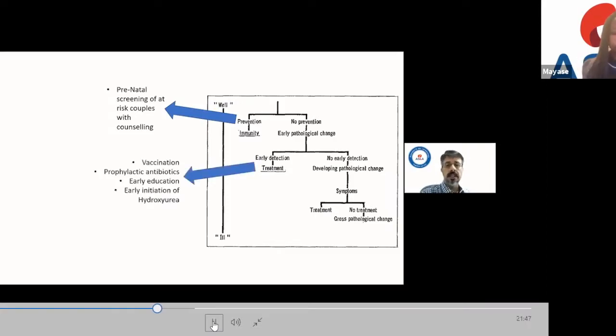But if there is limited capacity to do prenatal testing and intervention, that's where early detection comes in. Early detection can come from newborn screening of all babies who are potentially at risk of sickle cell disease, or all babies in general. But early detection can also be testing a baby who is at risk for sickle cell disease because both of their parents are carriers. And again, we'll talk a little bit about that.